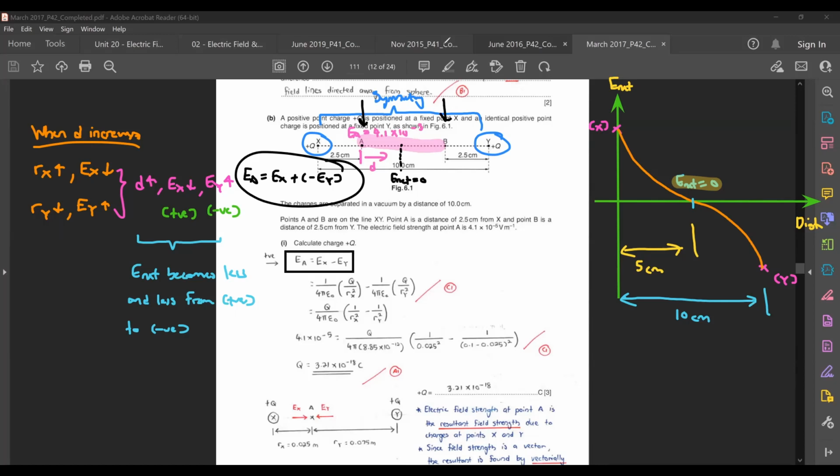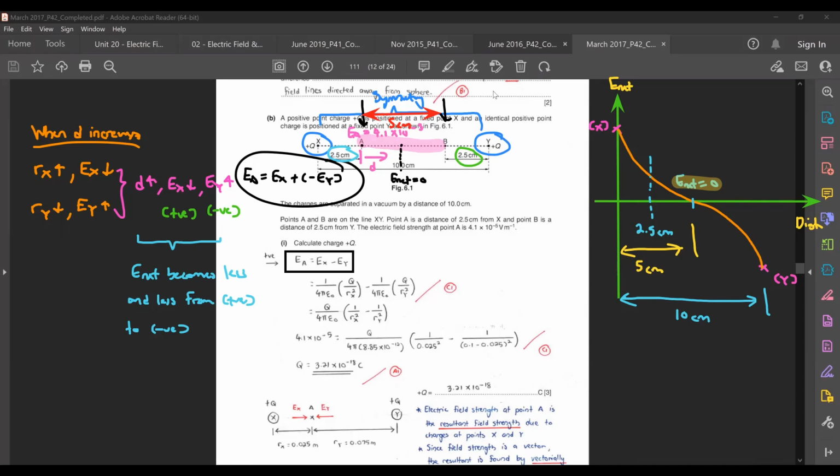And the distance between point A and point B, if you again look at the diagram, is going to be 10 minus 5 centimeter, giving you 5 centimeter. So you want to plot it some point away from point X, specifically 2.5 centimeter away from point X. So you are going to start drawing your graph somewhere around here, 2.5 centimeter away. And then after that, you end at point B, which is also 2.5 centimeter away from point Y.